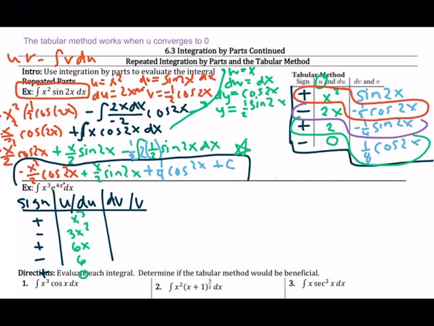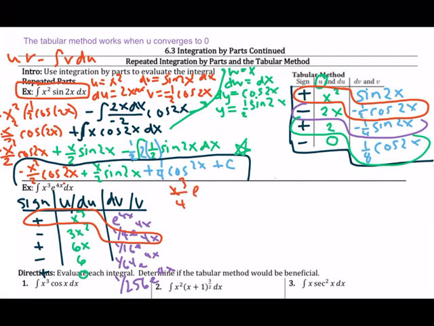For my dv, that leaves me with e to the 4x dx. When I integrate that, I get 1/4 e to the 4x. When I integrate that, I get 1/16 e to the 4x. When I integrate that, I get 1/64 e to the 4x. When I integrate that, I get 1/256 e to the 4x. Now I'm going to make my little circles. Sound effects are always helpful.